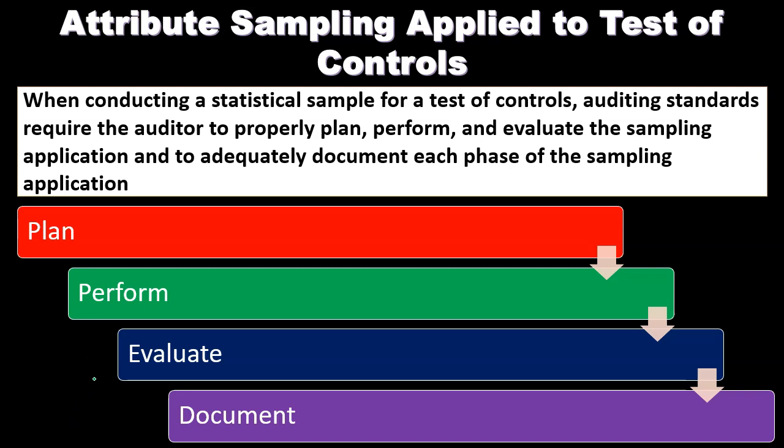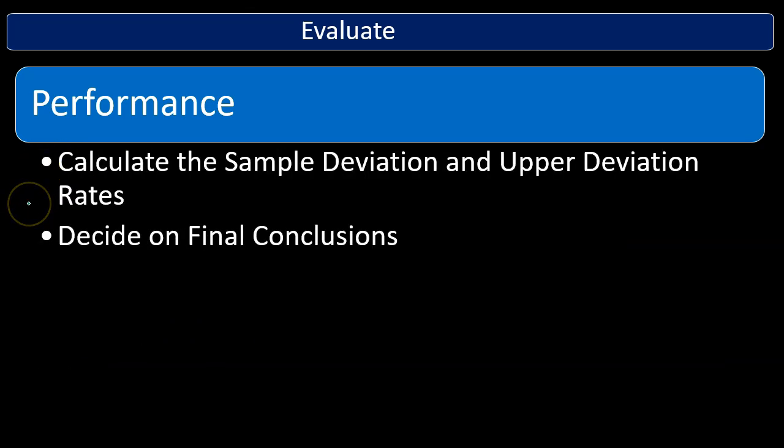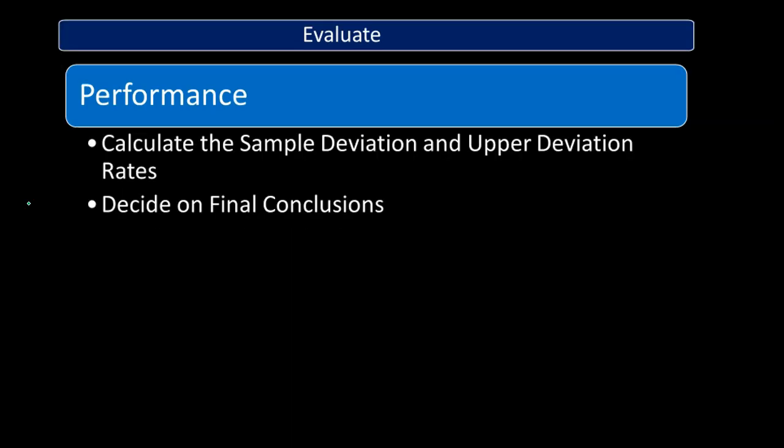We now have considered plan and perform and are now on evaluate. In other words, we've planned the attribute sampling process and then we've actually performed the procedures. Now we're going to evaluate the results. So within the evaluation section, we're going to perform the task of calculating the sample deviation and upper deviation rates and deciding the final conclusion. So we're going to come to a conclusion on the results here. Let's go into these in more depth.